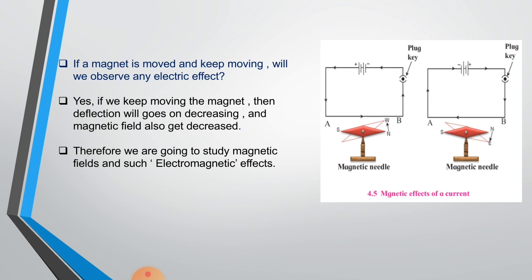ठीक है, so therefore we are going to study magnetic fields and such electromagnetic effects. Electromagnetic effects, which means what? Electro and magnetic. Electro means electricity and magnetic means magnet. So both these terms are related to each other. So we are going to study electricity, magnets and their effects.